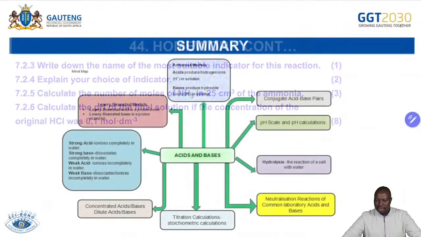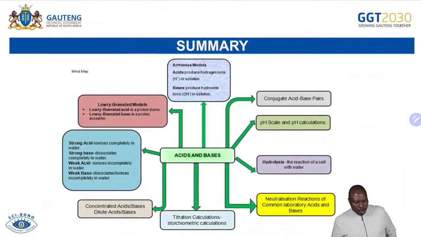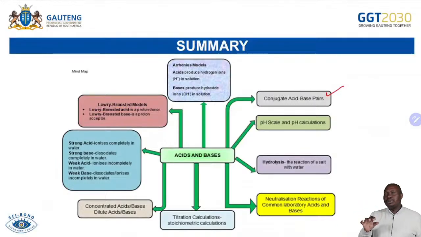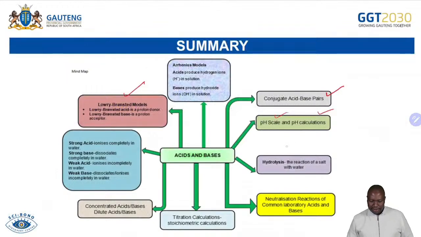And then lastly, as a summary as we conclude, you will remember that we have done Arrhenius' model, where we said an acid produces hydrogen ions in aqueous solution and a base produces hydroxide ions in aqueous solution. We talked about conjugate acid-base pairs, knowing that by now you know the difference between the acid and its conjugate base. We have talked about the pH scale and pH calculations. We have talked about Lowry-Bronsted: proton donor for the acid, proton acceptor for the base.